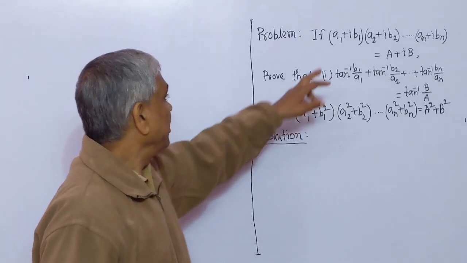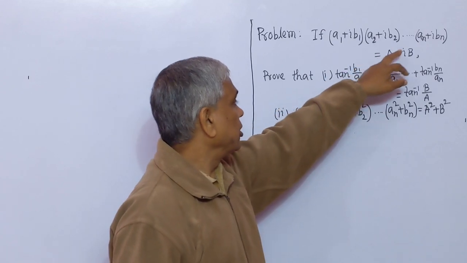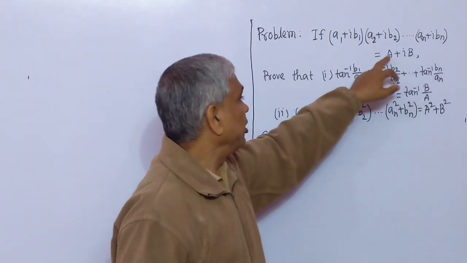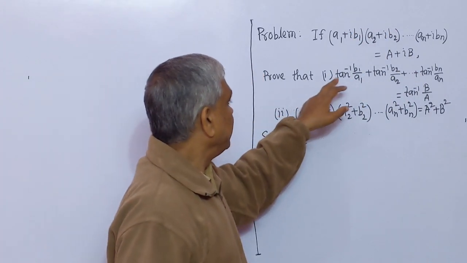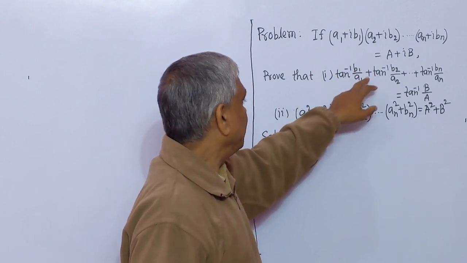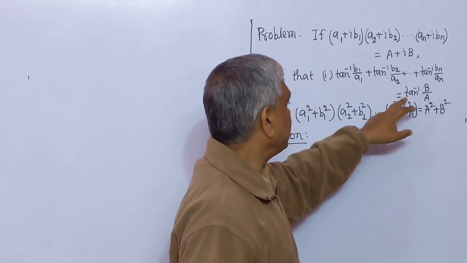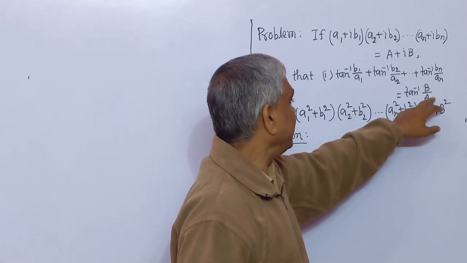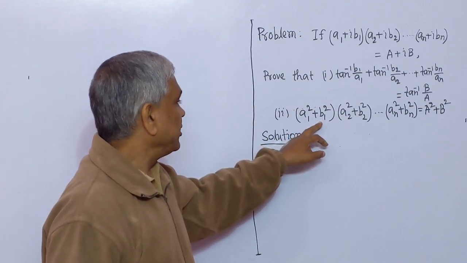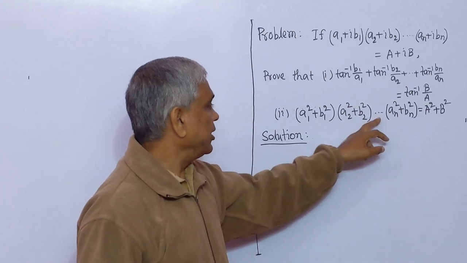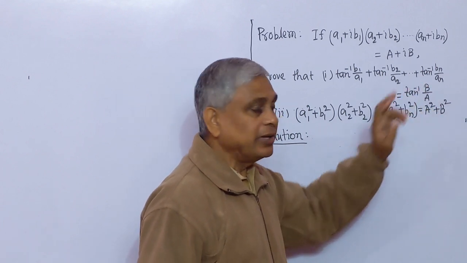Problem is, if (a1 + i b1) multiplied by (a2 + i b2) multiplied by dot dot dot (an + i bn) equals capital A + i capital B, prove that number 1, tan inverse b1 by a1 plus tan inverse b2 by a2 plus dot dot dot plus tan inverse bn by an equals tan inverse capital B by capital A. Number 2, (a1 square + b1 square) multiplied by (a2 square + b2 square) multiplied by dot dot dot (an square + bn square) equals capital A square + capital B square.